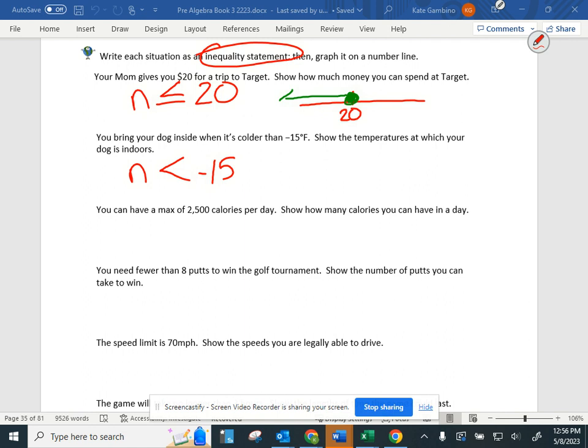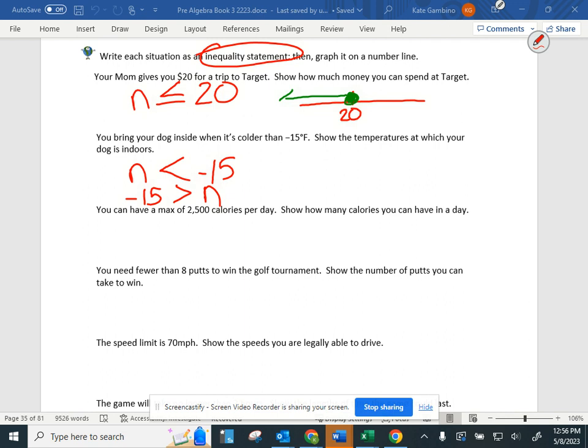Could you write it -15 is greater than n, or do you have to do n is less than? We have talked about doing it either way. They mean the same thing. -15 will always be greater than n. N could be -20, n could be -50. Hopefully we're not living at -50 because that is cold. That's when we have no school. It's so cold. But -15 greater than n works.